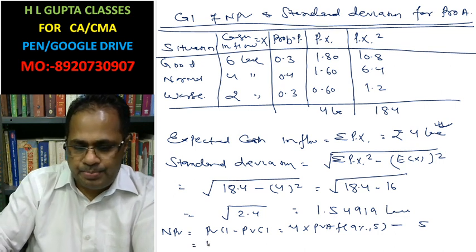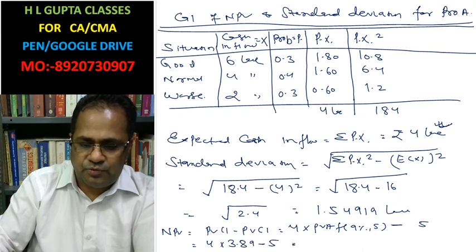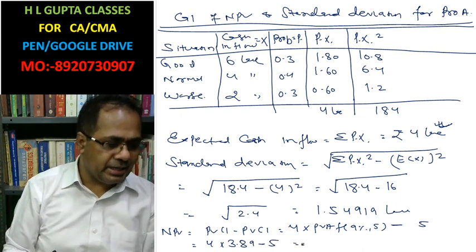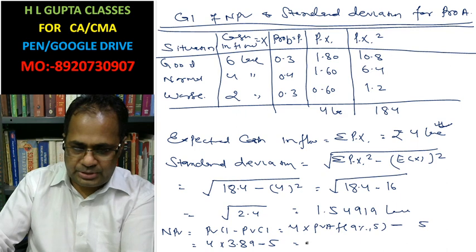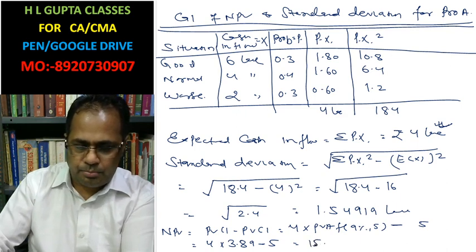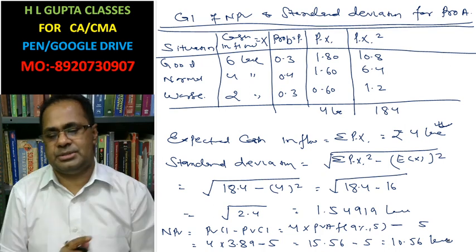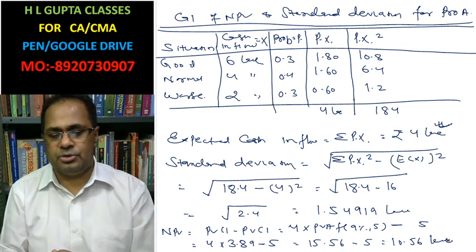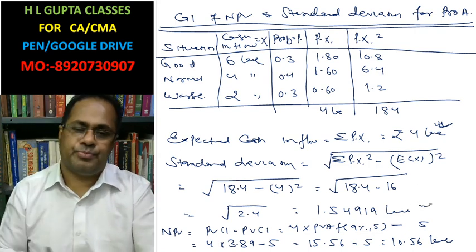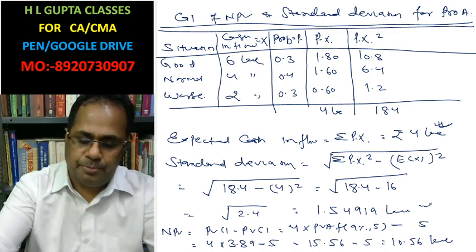Here we write 4 into 3.89 minus 5 lakh. 4 into 3.89 is 15.56. 15.56 minus 5 is 10.56 lakh. Now, in this case, your net present value is 10.56 lakh and the standard deviation is 1.54919 lakh. Now we have to do exactly the same for project B.